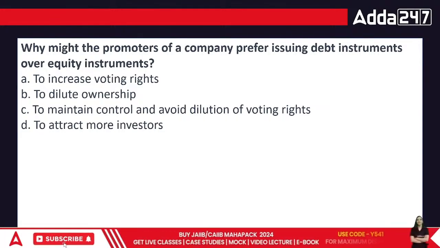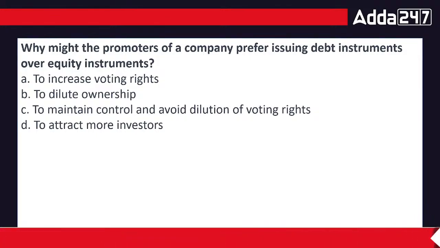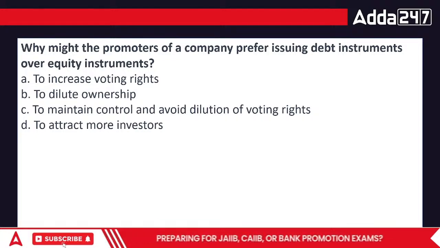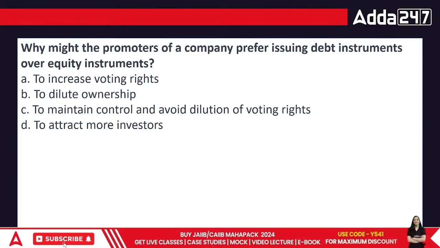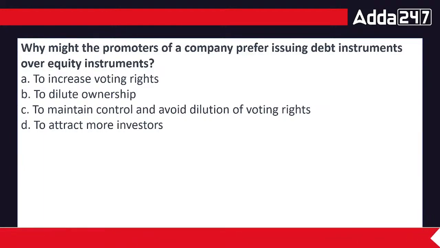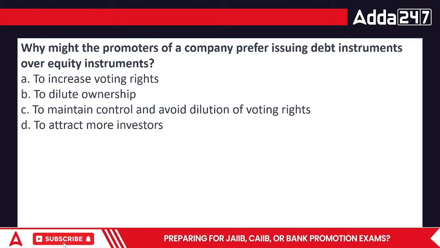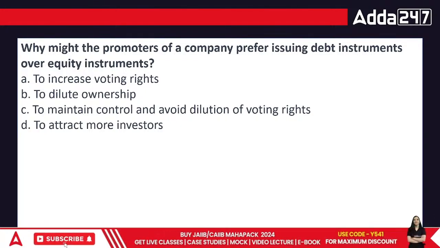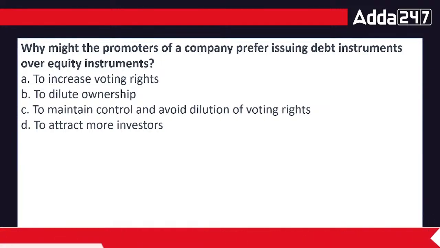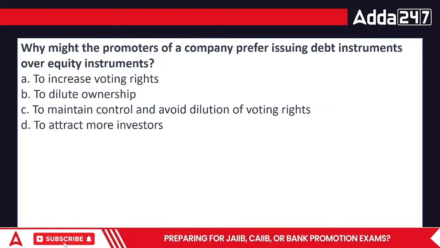Okay, so then here comes the first question. Why might the promoters of a company prefer issuing debt instruments over equity instruments, everyone? Debt instruments are better. Why? To increase voting rights, to dilute ownership, to maintain control and avoid voting rights dilution, or to attract more investors. What would it be, everyone? When we talk about equity shareholders, the equity shareholders are the people who have the voting rights over the organization.